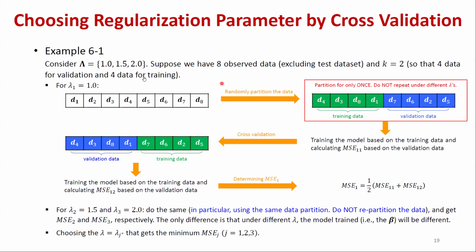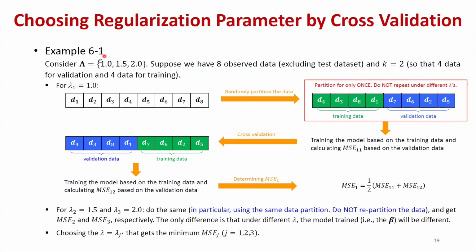Okay, now let's show an example. How do we really do the k-fold cross validation? Suppose I'm interested in three lambdas: lambda equal to 1, lambda equal to 1.5, and lambda equal to 2. I want to choose the best one, but I don't know which one I should choose. Now suppose I have 8 observed data, and I set k equal to 2. K equal to 2 means two groups, so 8 divided by 2 equals 4. In other words, I should have 4 data for validation and 4 data for training.